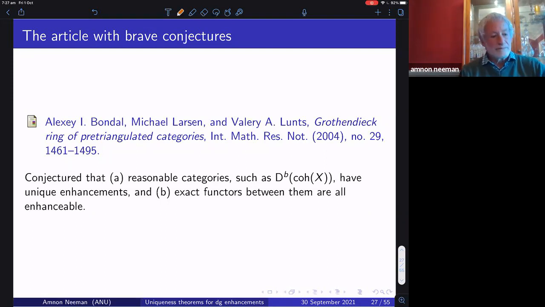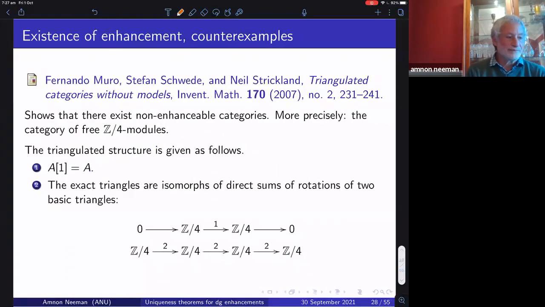So the rest of the talk will focus on question A. But before I focus on question A, I should say something about the categories which have no enhancement. So the question is, are there completely unreasonable categories without enhancement? And the answer is yes.